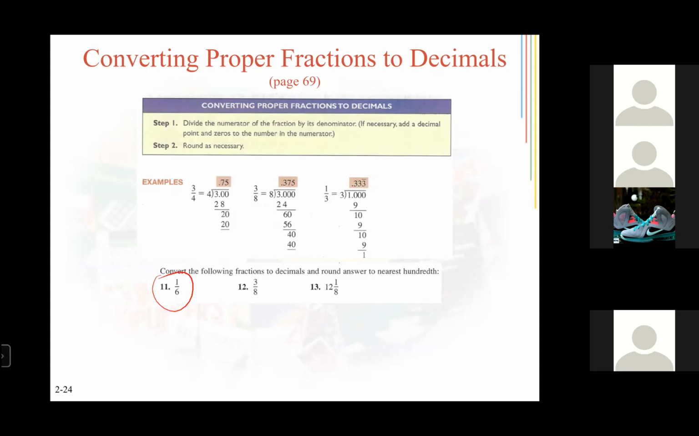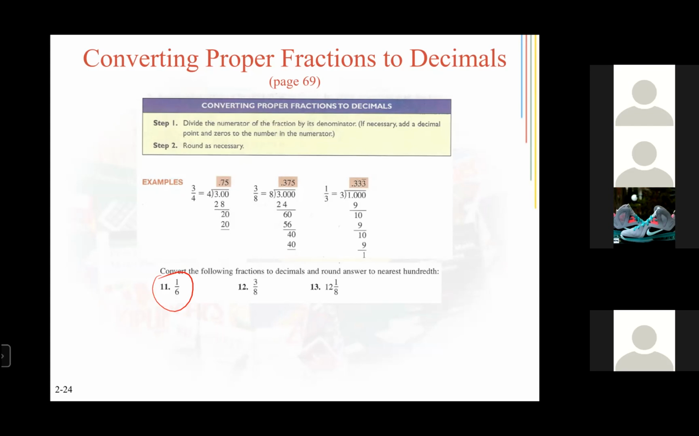0.16. That's what you get? 1 divided by 6. Tell me what you get on your calculator. 0.1666666667, and it continues. Because sometimes we don't need all those digits, we could round it off according to what you were asked to do. In this case, they say to the nearest hundredth.